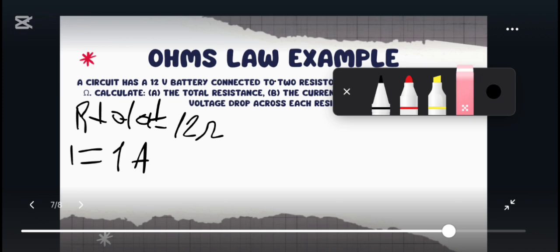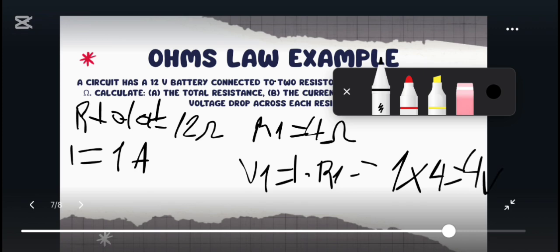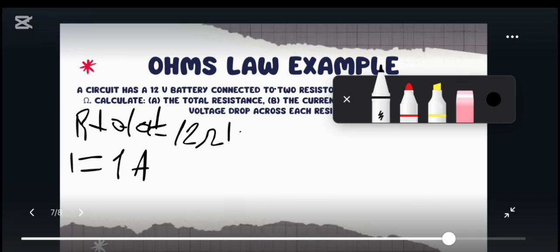Okay, now we have to find the voltage across each resistor. How? Well, for R1, resistance 1, that is 4 ohms, we have to use Ohm's law, obviously. V1 equals I, that is the 1 ampere, times 4 of the resistance 1. This is 4 volts. So we have that in resistance 1 there are 4 volts.